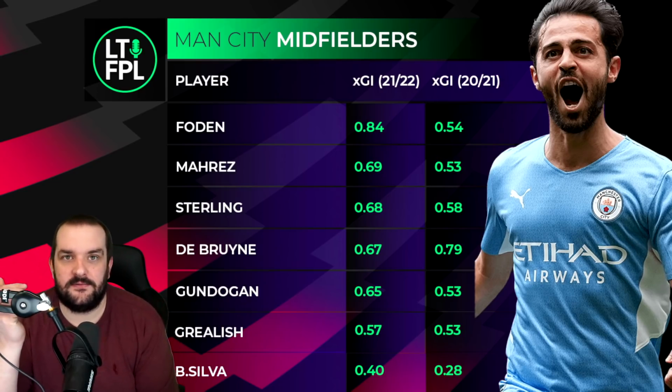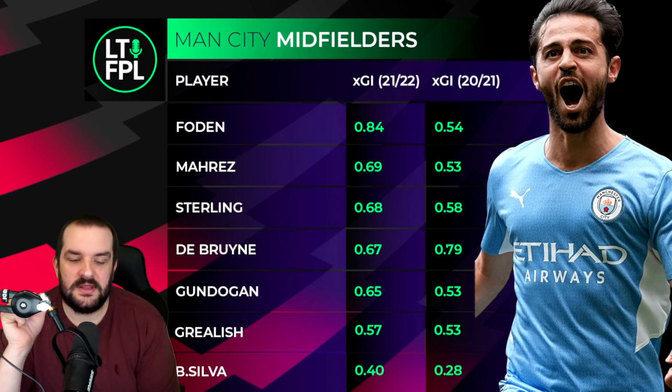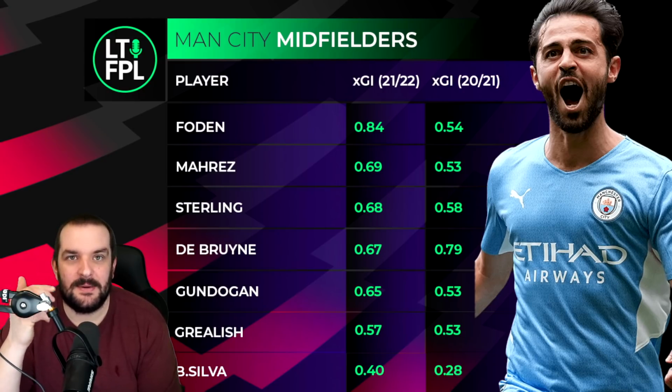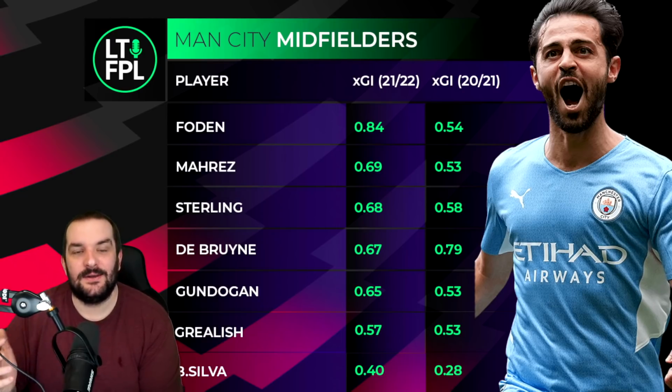Bernardo Silva, on the other hand, only 0.4 this year so far. That is worse than every other Man City midfielder that I've listed here. And then you might think, well, that could go up. But then you look at last season, it's 0.28. So is it likely to go miles up? Is he likely to improve that much? Probably not. And that is why people were saying he's not going to keep it up.